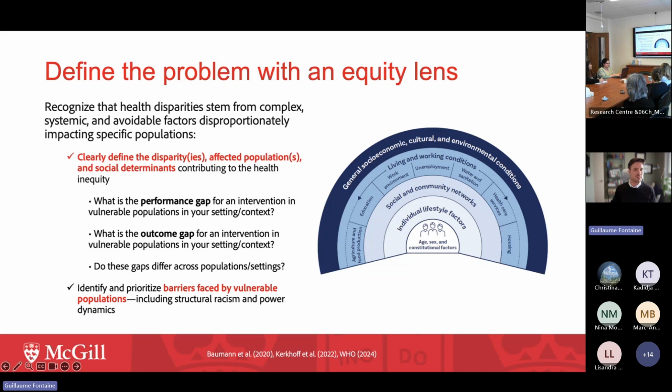And also looking at the barriers that are faced by populations in relation to those performance gaps and those interventions.